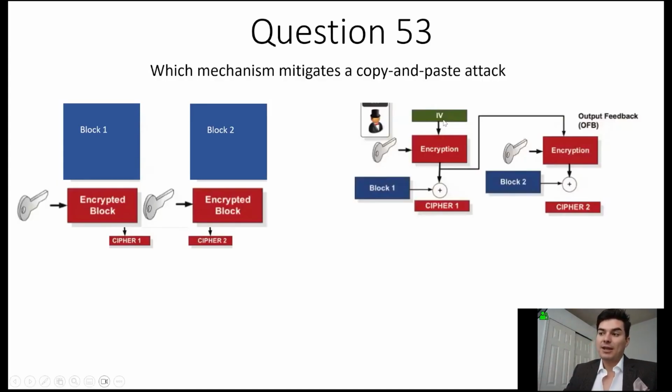Now, the thing with the output feedback is it introduces the initialization vector. So even if you had the same input over here as you had over here, the outputs are going to be completely different in these ciphers because of the initialization vector. So the output feedback mode mitigates the copy and paste attack because it's using this initialization vector and all the randomness that it's creating between each data.